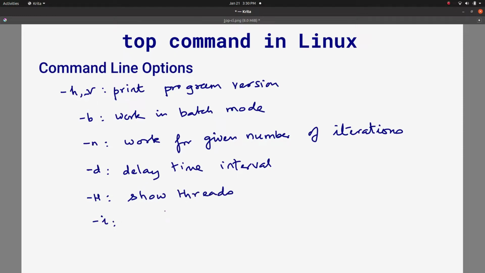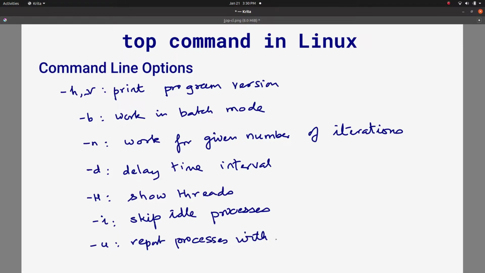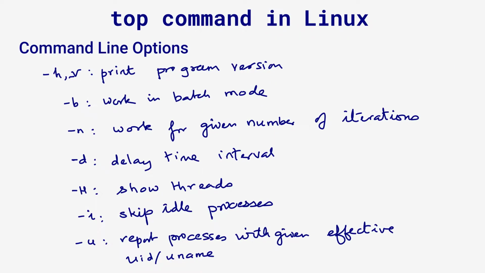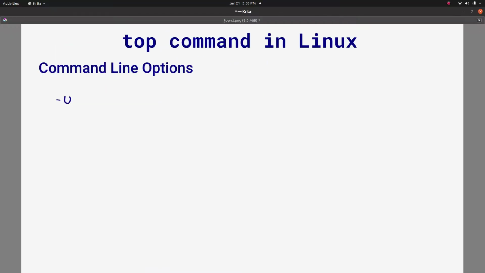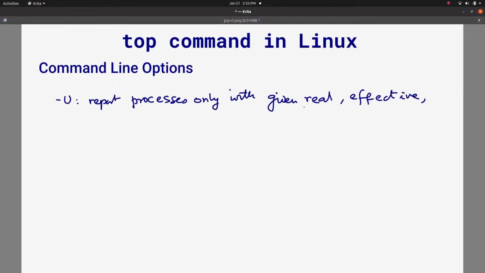-d followed by time in seconds and tenths of a second configures the delay between screen updates. -H shows threads. By default, processes are shown. With -H, threads are shown and lightweight process IDs are displayed under process ID. -i option suppresses the display of idle processes. -u followed by name reports processes with this effective user ID or username. -U reports processes with a given real, effective, saved or file system user ID or username.